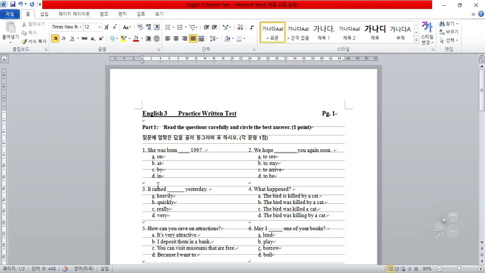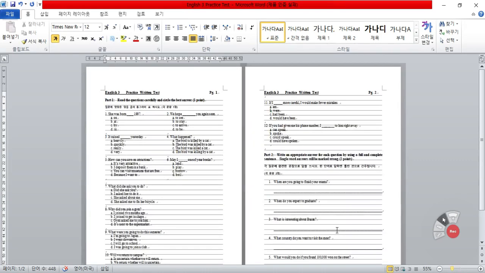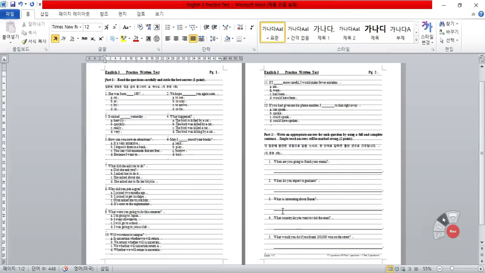The written test has 35 questions. You will have 30 part 1 questions, and you will have 5 part 2 questions. In today's practice written test, you will have 12 part 1 questions and 5 part 2 questions.